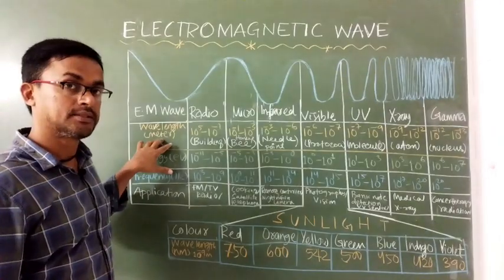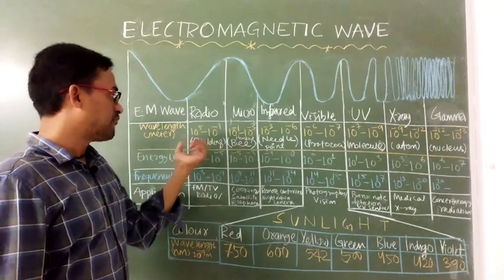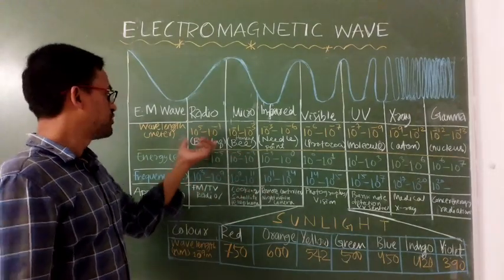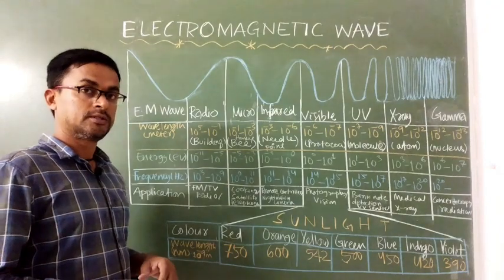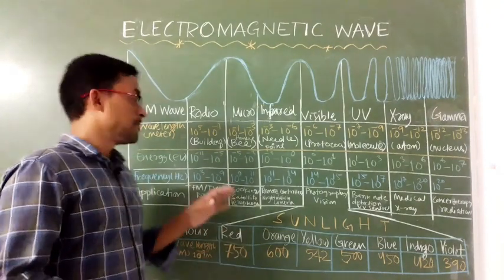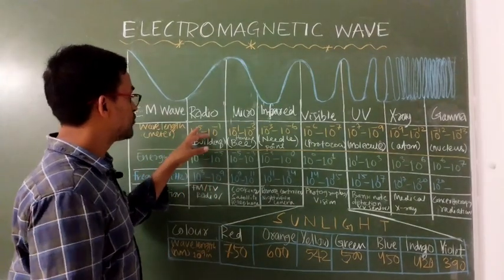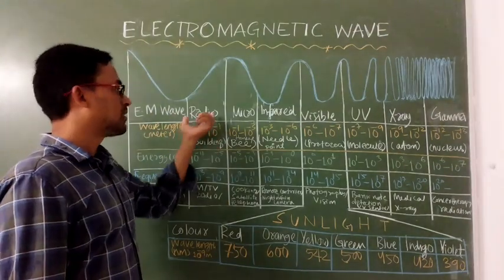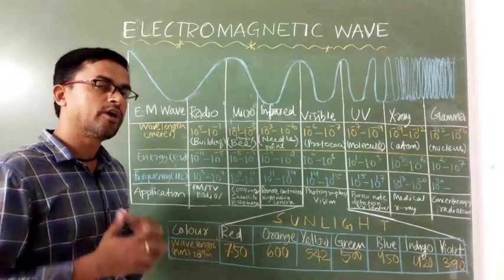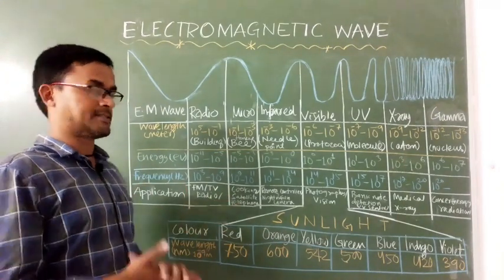If you take the average of this range, suppose it is around 10 to the power 3 meter, that means it is around 1 kilometer. This is the whole range from 10 to the 5 to 10 to the minus 1 meter. This range is called the radio waves, and the wavelength is very large.